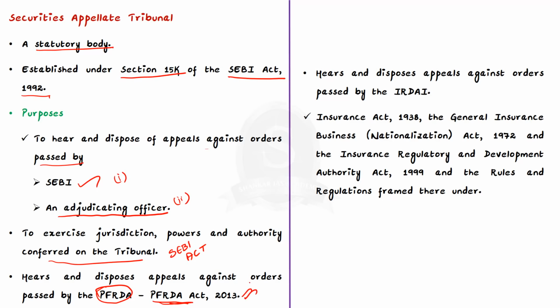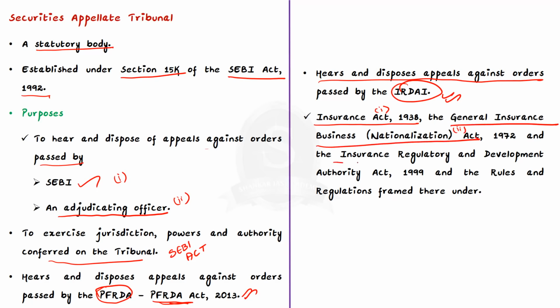Finally, after the government notification, the Securities Appellate Tribunal hears and disposes of appeals against the orders passed by the Insurance Regulatory and Development Authority of India. This is under the Insurance Act 1938, the General Insurance Business Act 1972 and the Insurance Regulatory and Development Authority Act 1999. That's all about this news article.